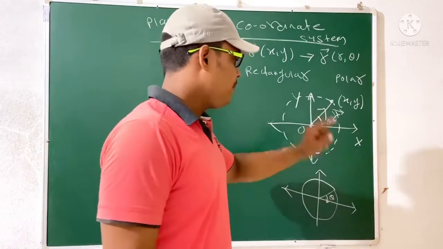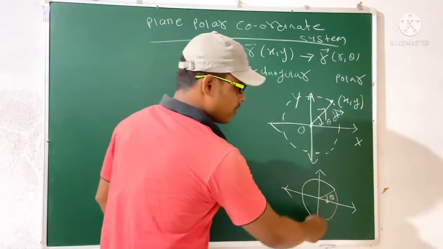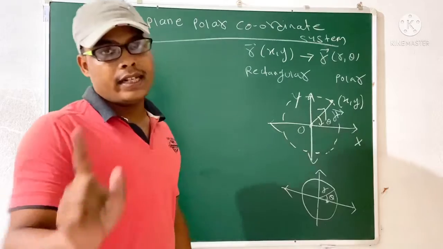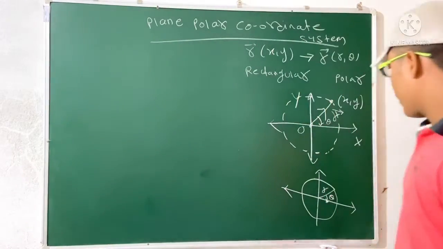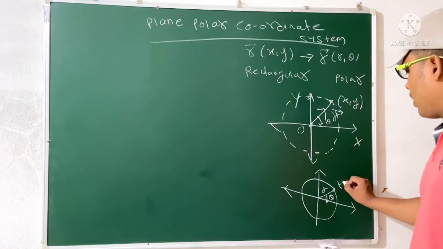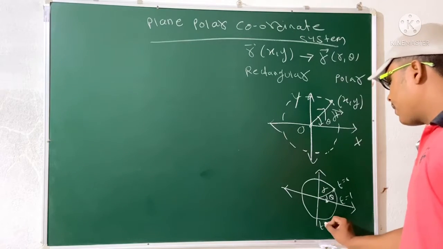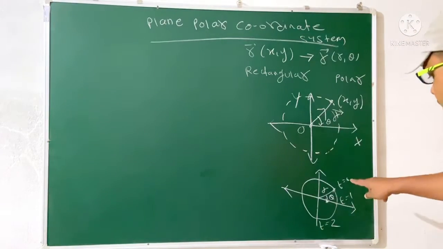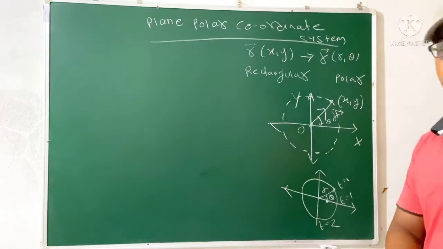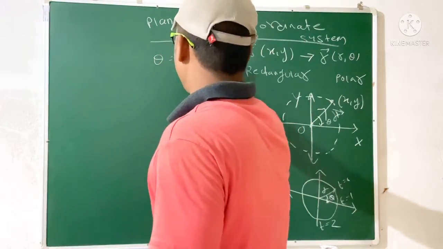So remember, here R is constant. That means this is a circular coordinate system. So the R here is constant, but the theta is changing. So what's happening when t equal to 0? Suppose when t equal to 0, we are here, and when t equal to 1, we are here. When t equal to 2, we are here, right? So over the time interval, the theta is changing. That means theta is a function of time. So what we got? The theta is a function of time.